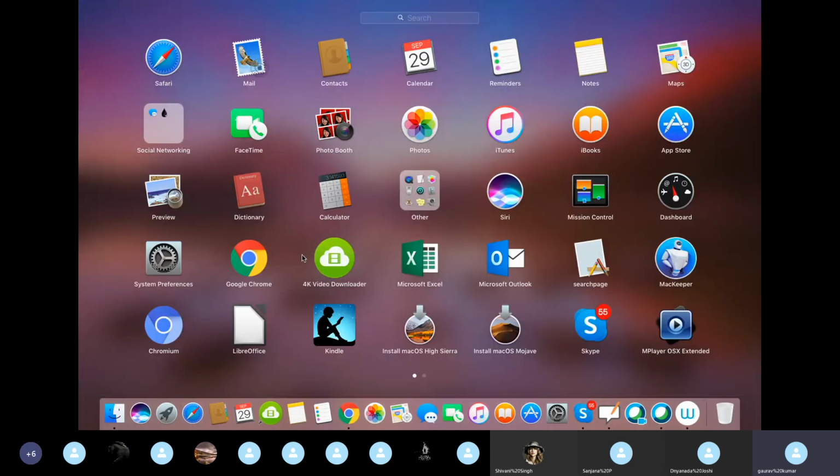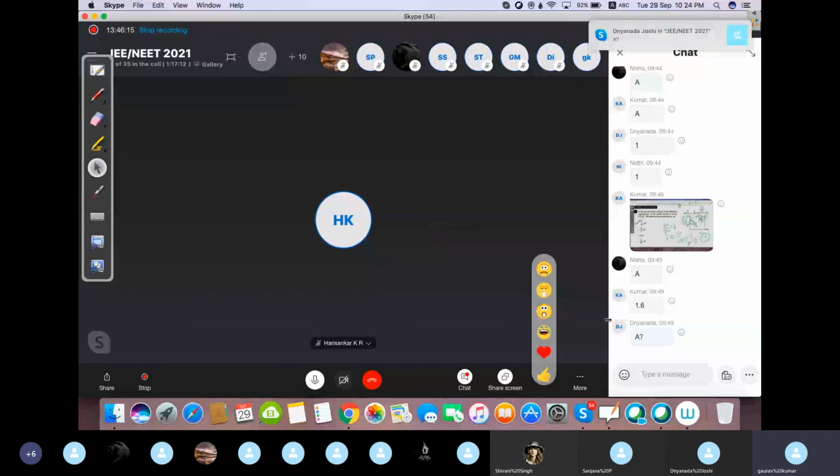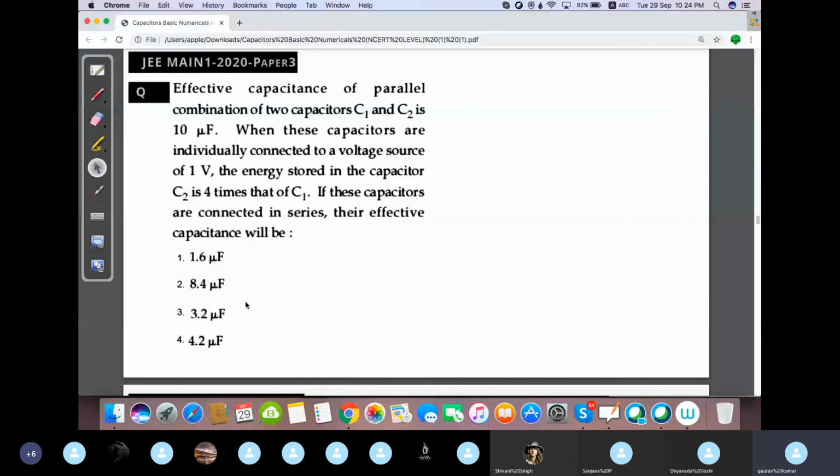Okay, an answer is coming. So the answer is here, A, 1.6. Many people's answers, everyone has said A. Okay, 3 students have given the answer till now and all have given A. So we'll solve this. You all can try. There's nothing in this question.